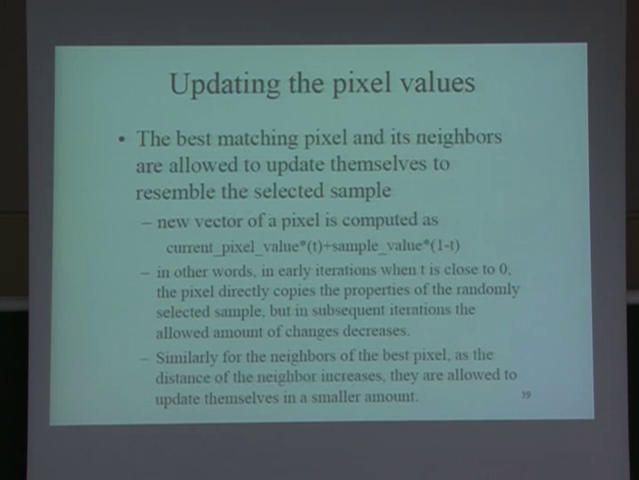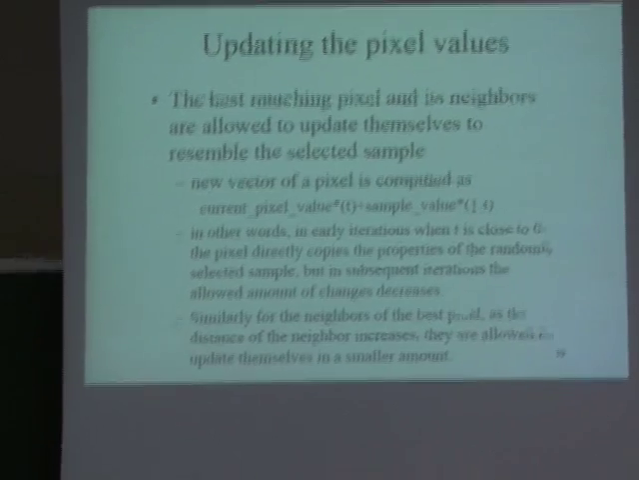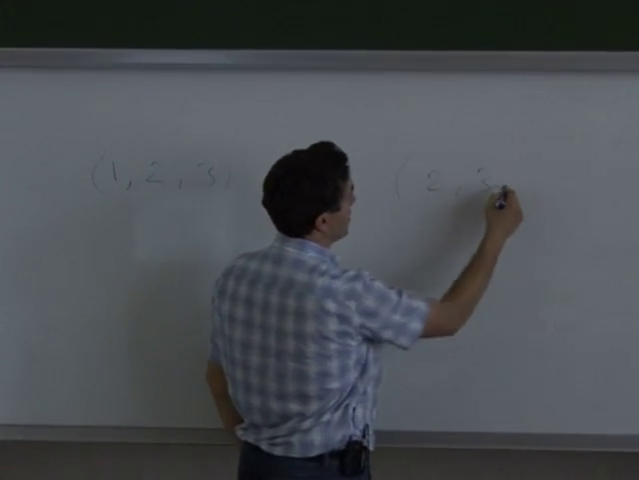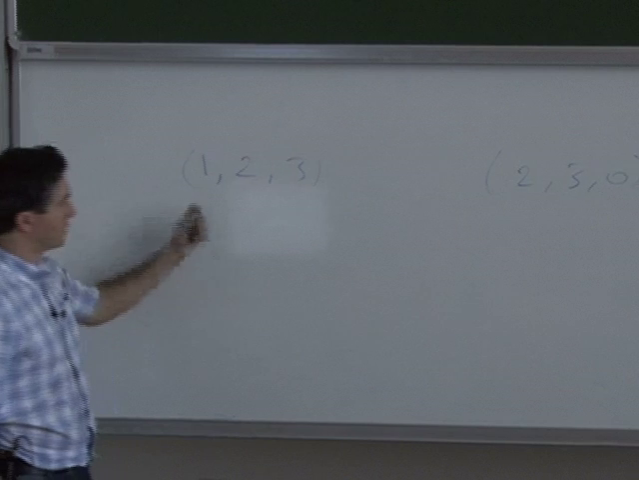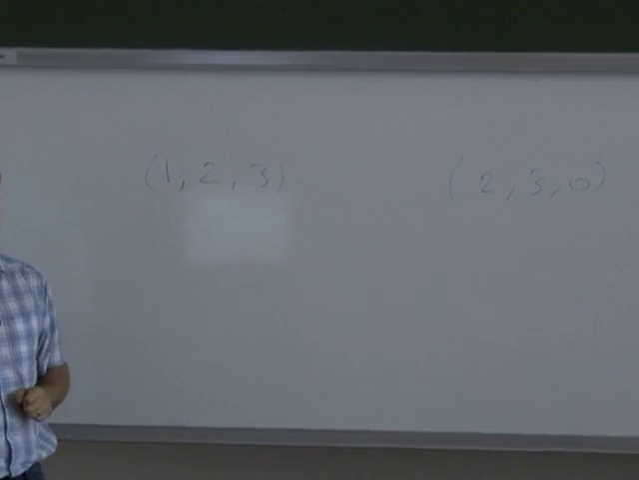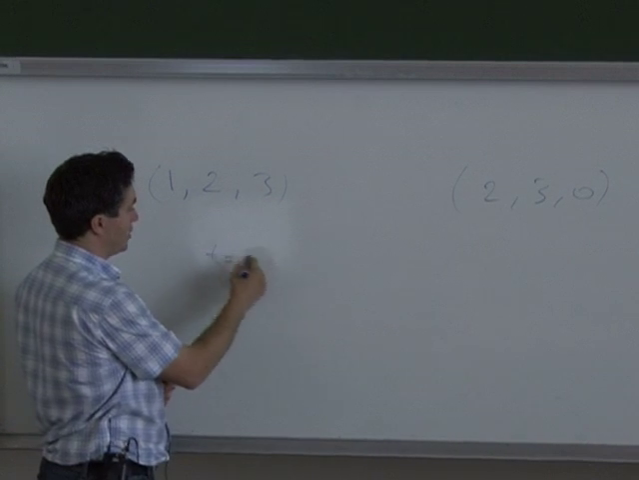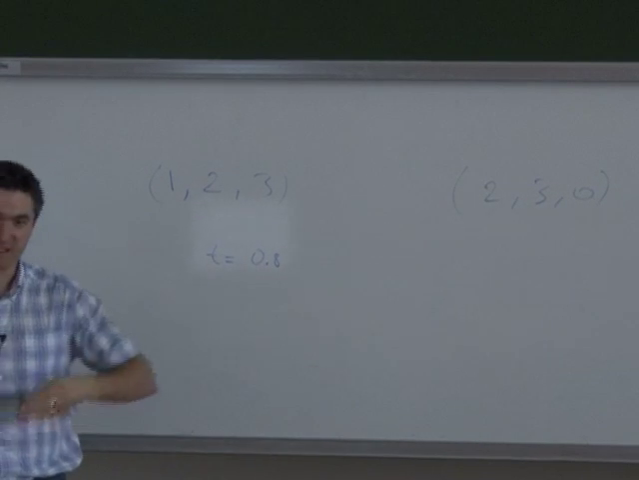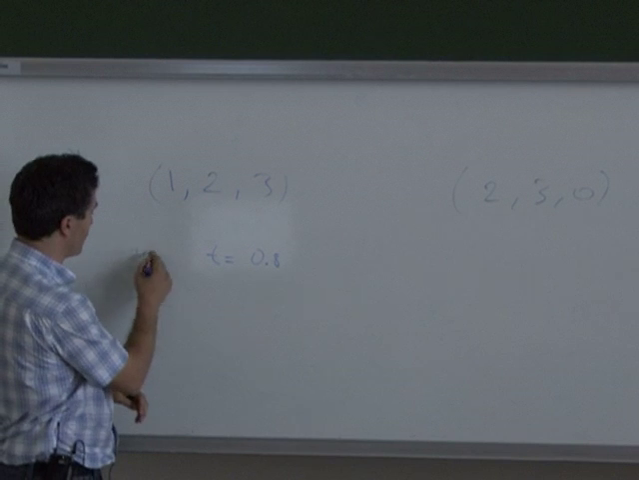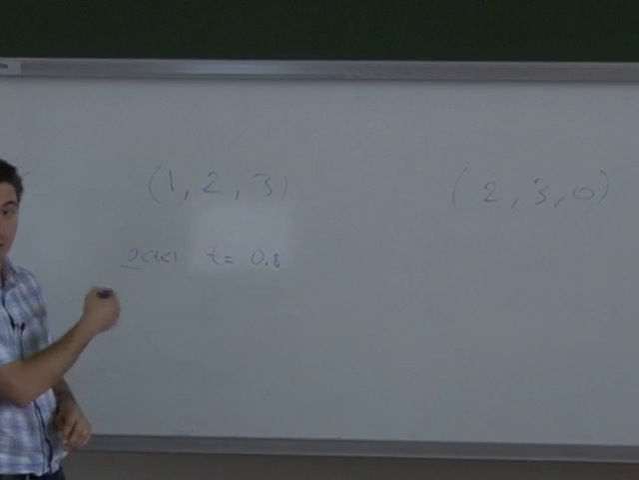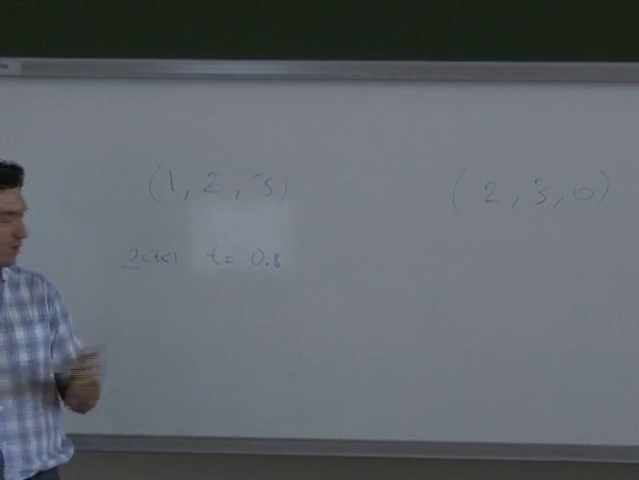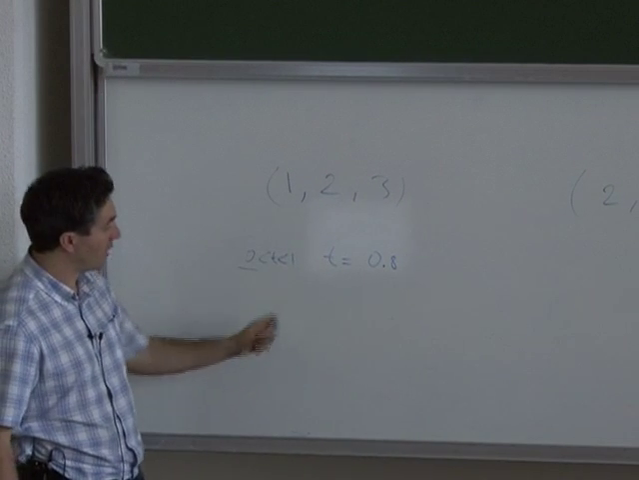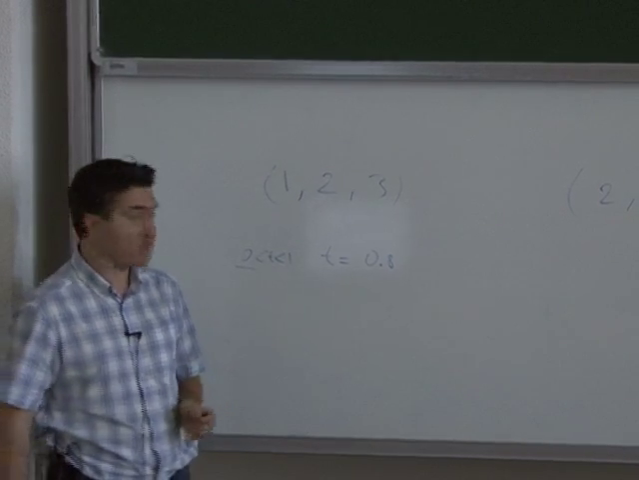To give an example, if my selected sample is 1, 2, 3, and the pixel on the map is, for example, 2, 3, 0, and this is the best matching pixel to this sample, and I'm currently at t equal to 0.8, meaning I'm at a later stage in the iterations from t equal to 0 to 1. The early iterations are indicated by t close to 0, and later iterations are indicated by t close to 1.